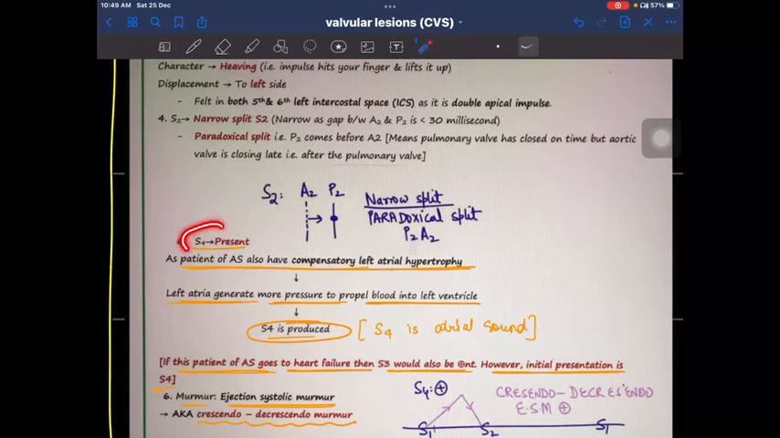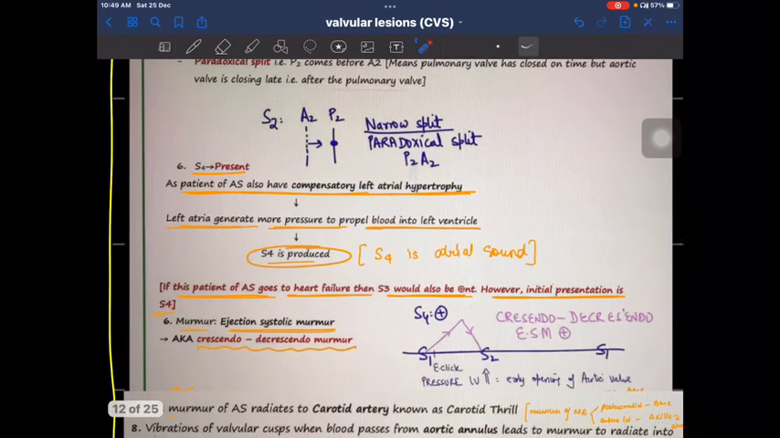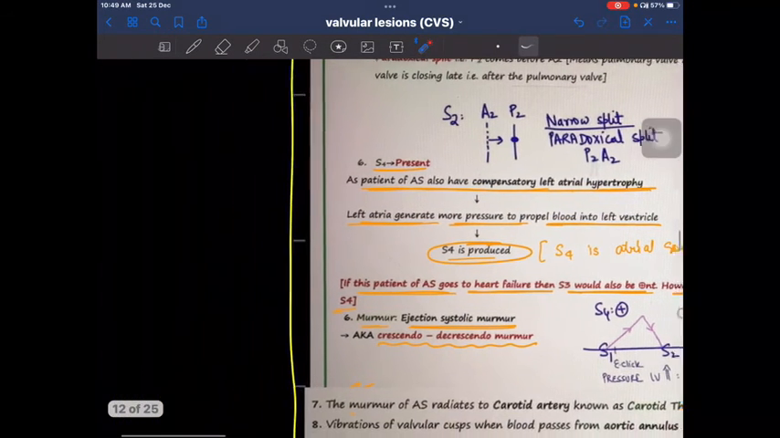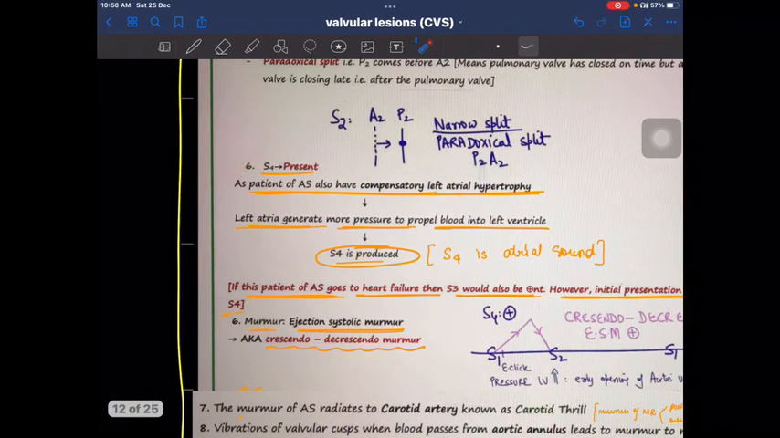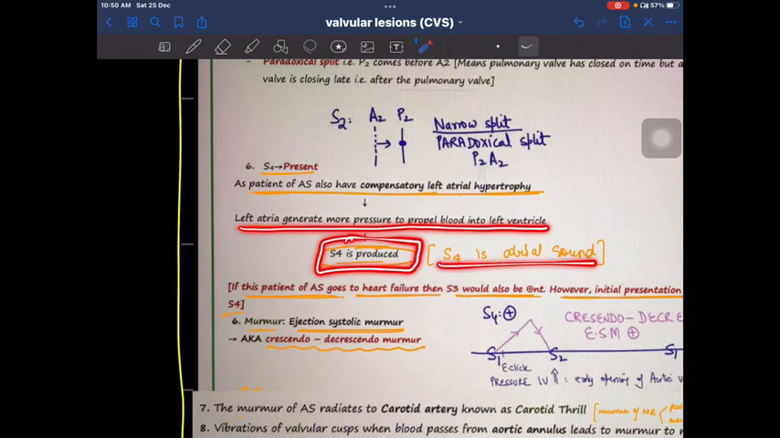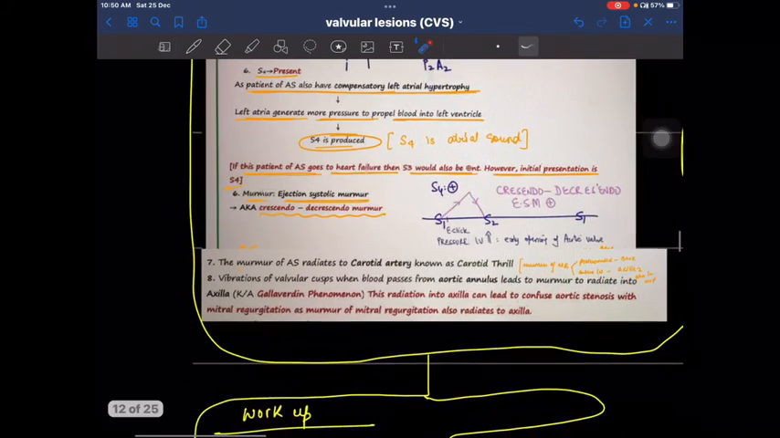Okay. S4 will always be present. Well, not always, depending on how advanced the disease is, S4 will be seen in this disease. Why? Because S4 is an atrial sound. Okay, remember S3 is ventricular. Okay, and S4 is atrial. So now because the ventricle is enlarged, of course the atria will have to contract more fiercely. So that's why you will have an atrial sound, and that is why S4 is present. See, as it says here, compensatory left atrial hypertrophy. Left atria generate more pressure to propel blood into the ventricle. So S4 is produced. S4 is an atrial sound. This is very important. All right.